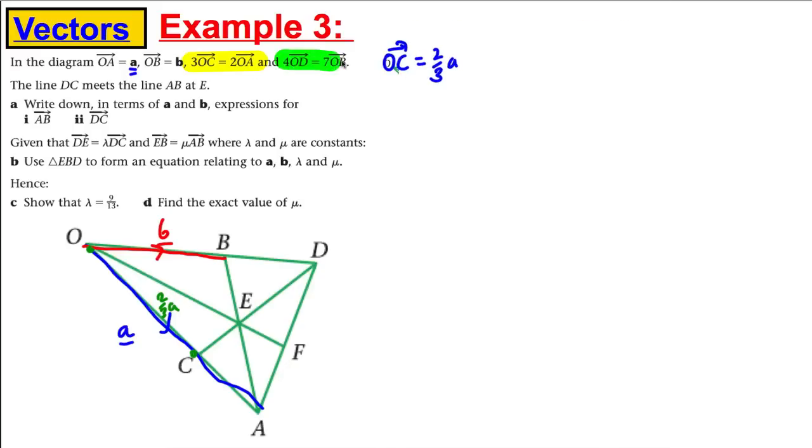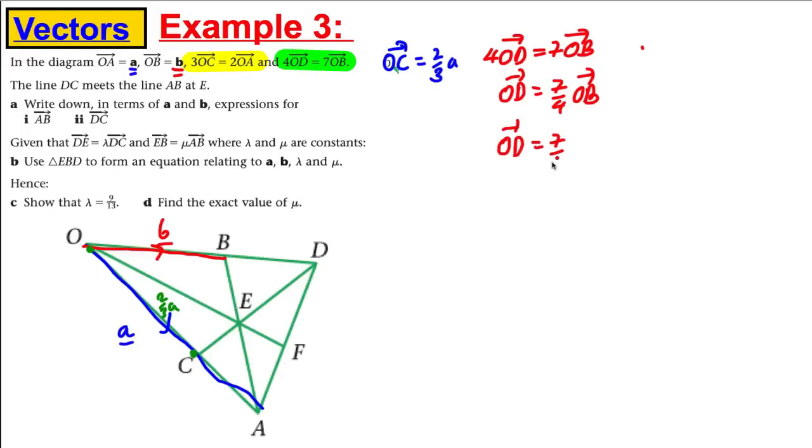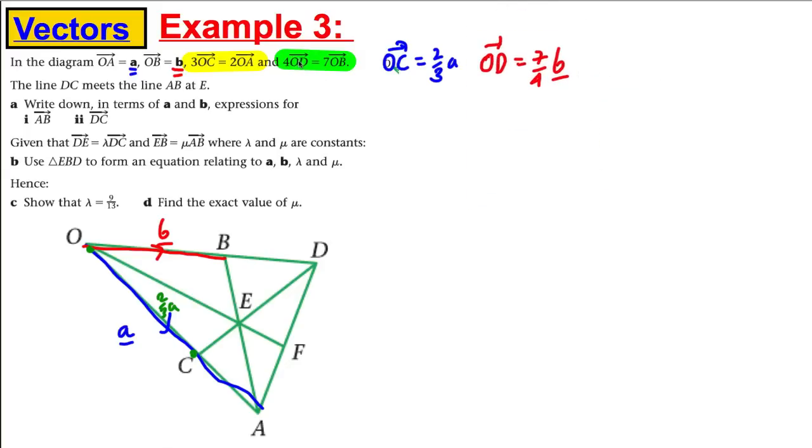And we'll do another fact from here. We have that 4 lots of OD are equal to 7 lots of OB, and we know OB is little b, so in particular OD must be 7/4 OB, and tidying it up, OD must be 7/4 of vector b. Again, I'm just going to rub it out for now and move that up as a fact. So the vector from O to D is 7/4 b, the whole thing from here all the way to here.